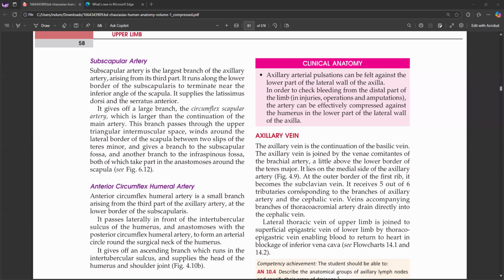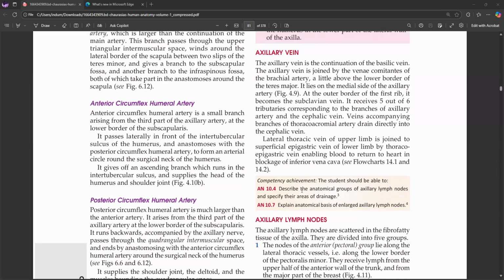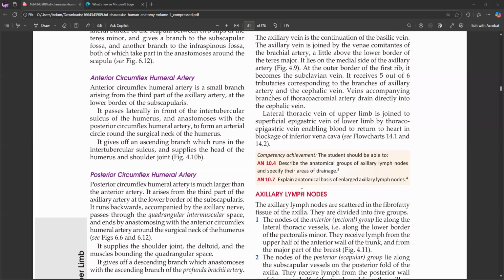Axillary vein. The axillary vein is the continuation of the basilic vein. It is joined by the venae comitantes of the brachial artery, a little above the lower border of the teres major. It lies on the medial side of the axillary artery, figure 4.9. At the outer border of the first rib, it becomes the subclavian vein. It receives tributaries corresponding to the branches of the axillary artery, except the thoracoacromial, and the cephalic vein.